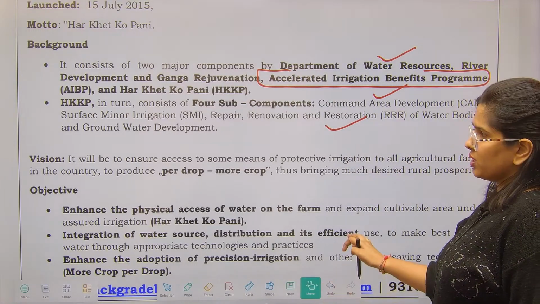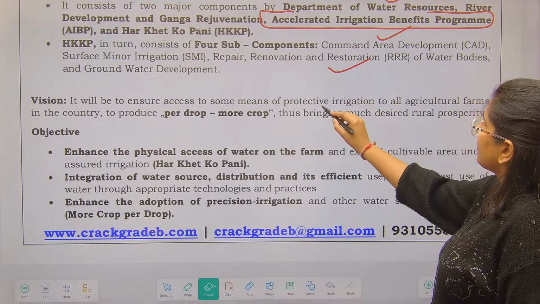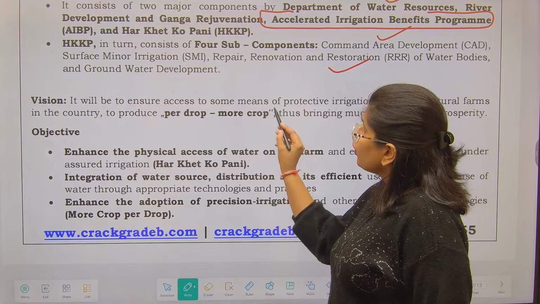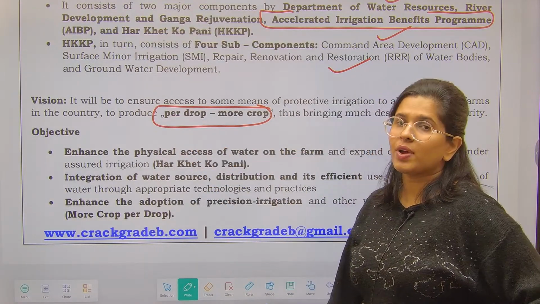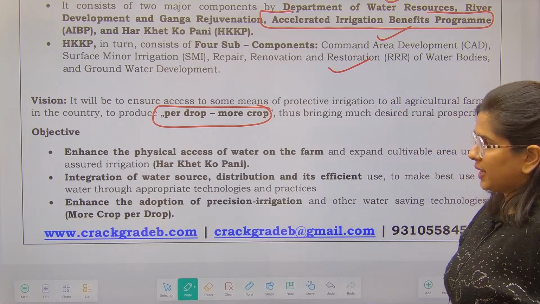Now, what is the vision? The vision is to ensure access to some means of protective irrigation to all agricultural farms. That means we want to produce more crop, but at the end of the day, we want to have water efficiency, right? So these are the objectives.